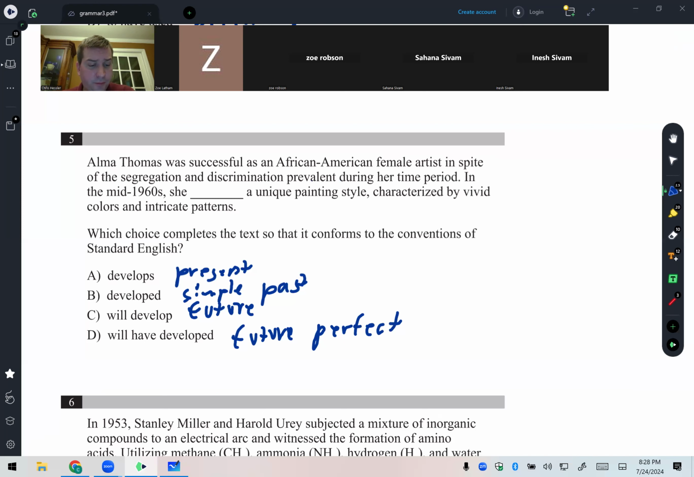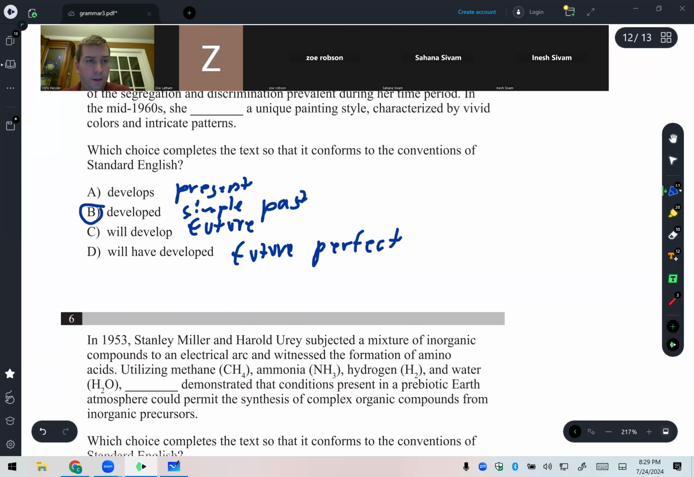Alma Thomas was successful as an African-American female artist in spite of the segregation and discrimination prevalent during her time period. In the mid-60s, she developed a unique painting style. This one is simple past. Number 6.